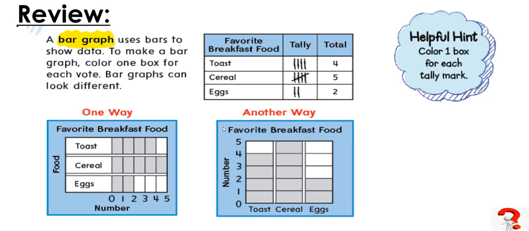Now, as I said, every bar graph needs to have a title. It needs the numbers of the amount of votes that each item got. And in this case, we are voting between toast, cereal, and eggs. So this is what a bar graph is. Let's read this caption. It says, a bar graph uses bars to show data. To make a bar graph, color one box for each vote. Bar graphs can look different. So this is one way and this is another way.